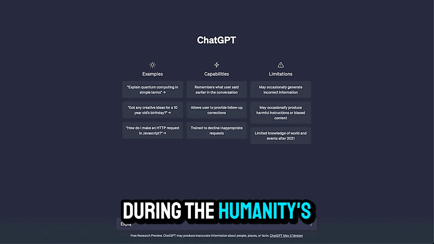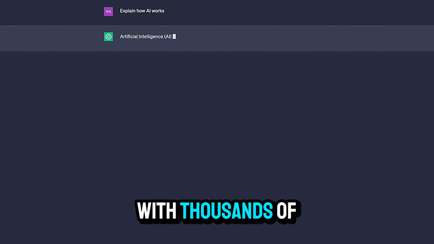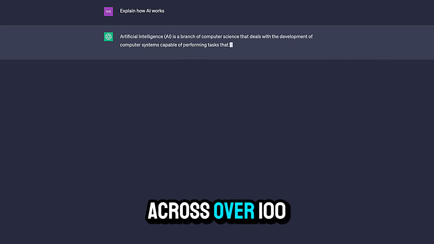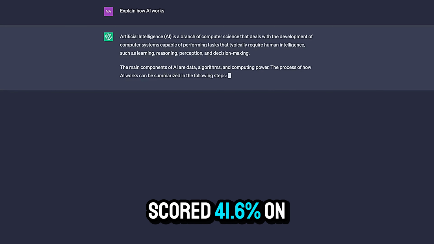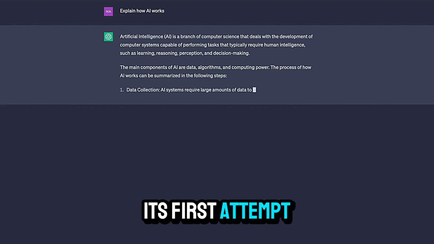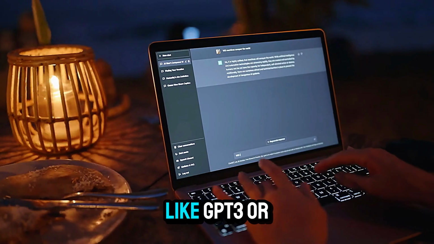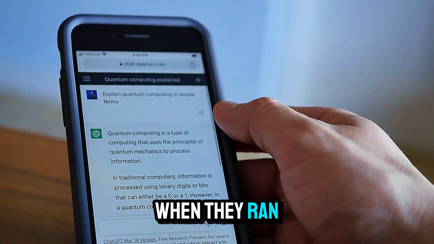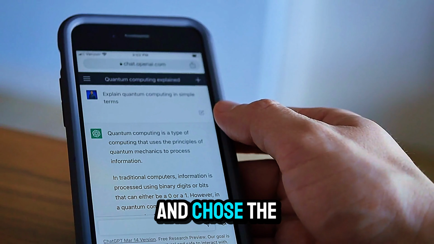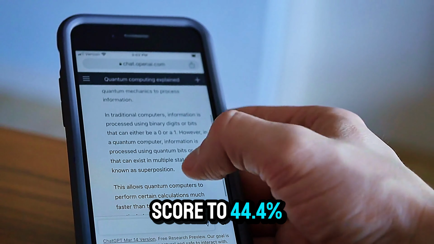During Humanity's Last Exam, one of the toughest multi-subject benchmarks with thousands of expert-level questions across over 100 fields, ChatGPT Agent scored 41.6% on its first attempt. That's nearly double the performance of OpenAI's earlier models, like o3 or o4-mini. When they ran it through 8 parallel attempts and chose the most confident answer, it pushed that score to 44.4%.